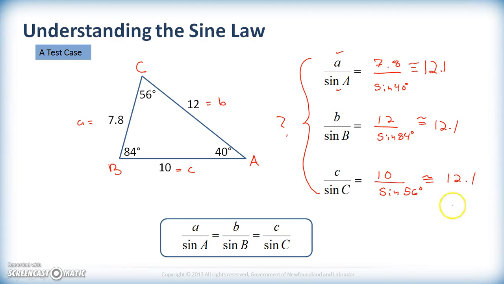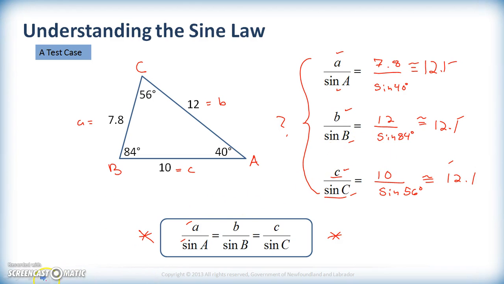We got 12.1. So what that means is no matter which pair of opposites I pick, as long as I use consistently a side and its opposite angle, the length of the side divided by the sine of the opposite angle always gives us the same answer. And that allows us to write this fancy little equation down here that we call the sine law. So that's what the sine law looks like. Any side divided by the sine ratio for its opposite angle will give us the same answer.